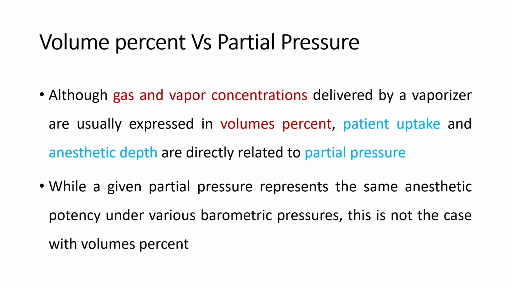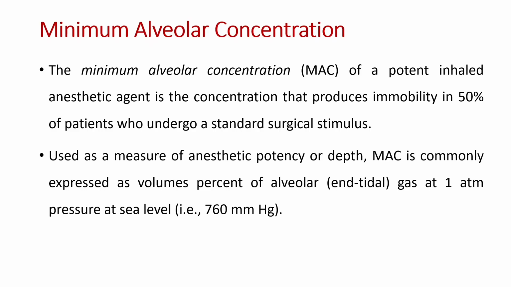While a given partial pressure represents the same anesthetic potency under various barometric pressures, this is not the case with volume percent. When we talk about anesthetic potency and patient uptake of a gas, we need to understand the concept of minimum alveolar concentration or MAC. The minimum alveolar concentration or MAC of a potent inhaled anesthetic agent is the concentration that produces immobility in 50% of patients who undergo a standard surgical stimulus. Used as a measure of anesthetic potency or depth, MAC is commonly expressed as volume percent of alveolar end tidal gas at 1 atmospheric pressure at sea level, that is 760 mm of mercury.